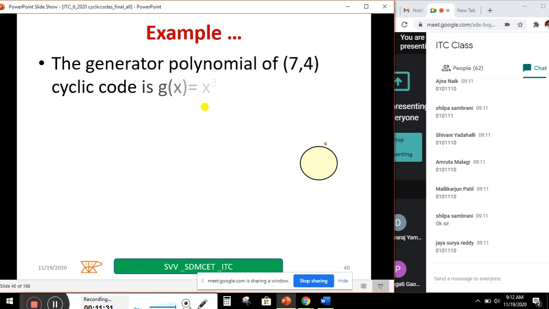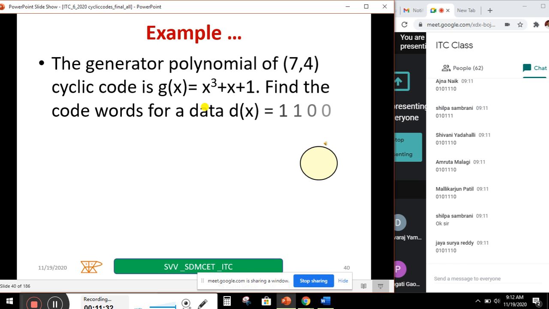The generator polynomial of the 7, 4 cyclic code. We take the same example. The g of x equal to x cube plus x plus 1. Only we will change the data, 1100. G of x is the same. Only the d of x is given. Now I have to find out a code word. Follow the same procedure.